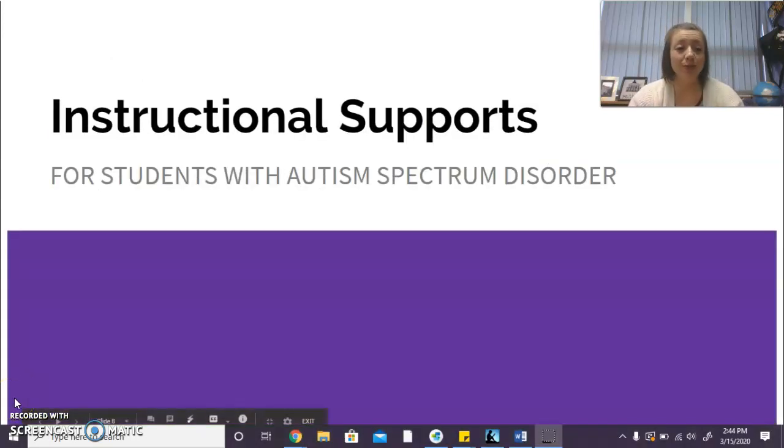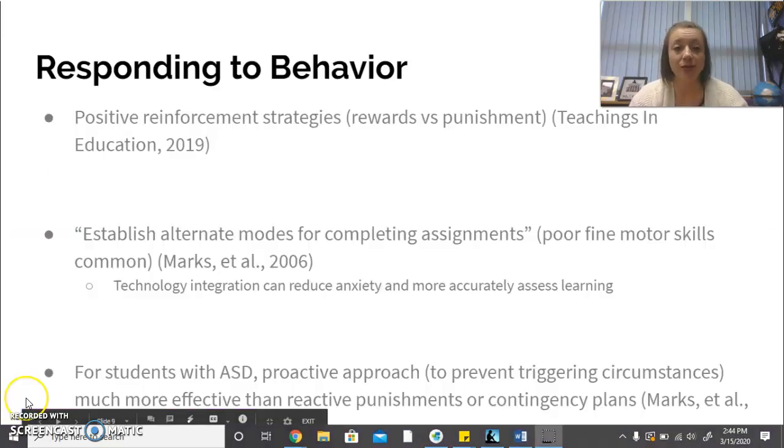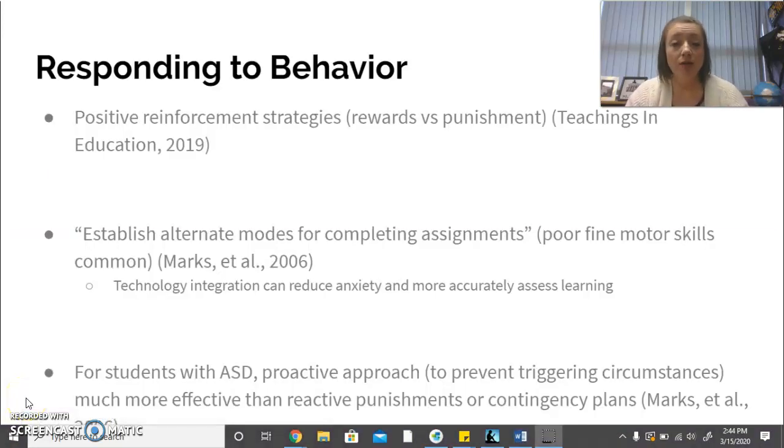Moving on to instructional supports for students with autism spectrum disorder. The first point to note is that we as teachers will need to be knowledgeable and able to respond to the behavior of students with autism spectrum disorder.